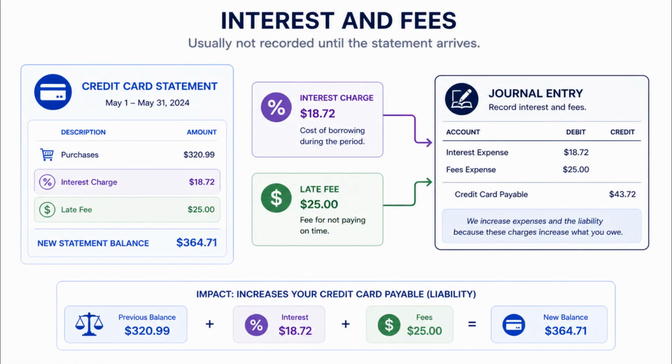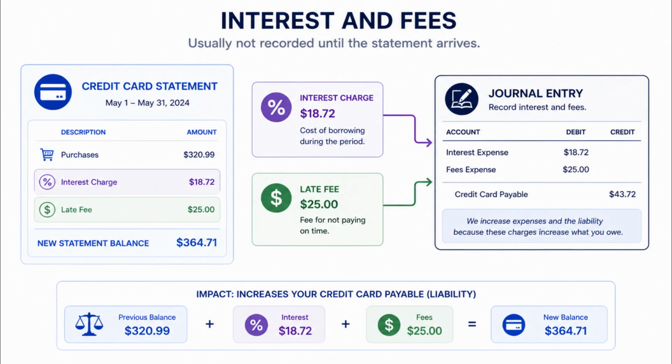Now look at interest and fees. These are almost always missing from your system because you don't see them until the statement arrives. So for example, you may have interest of $18, you may have late fees of $25. In this case, you would need to update your journal. Your journal entries would be to debit the interest expense account for the 18, debit the fees expense account for 25, and credit the credit card payable for 43.